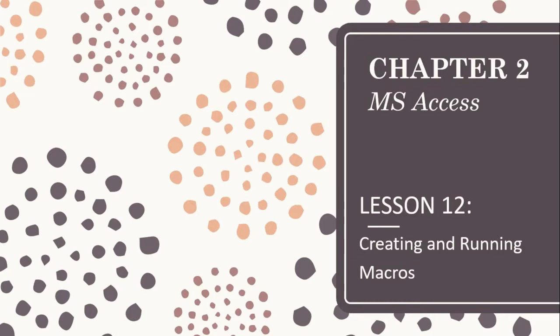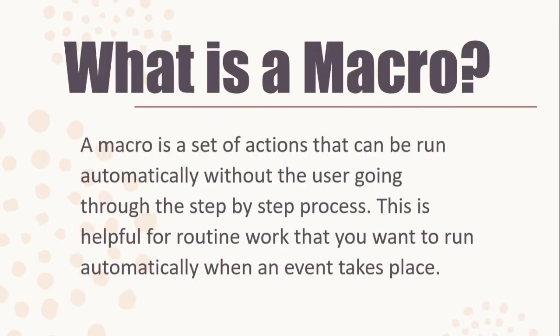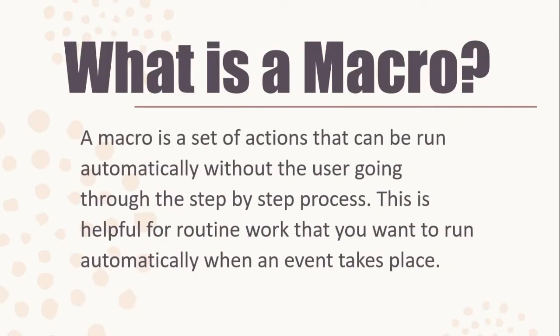Okay, so let's start with Lesson 12, creating and running macros. What is a macro? A macro is a set of actions that can be run automatically without the user going through the step-by-step process. This is helpful for routine work that you want to run automatically when an event takes place.